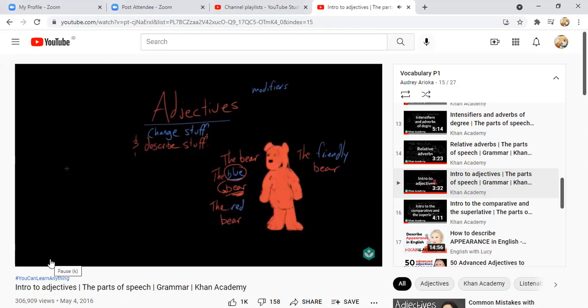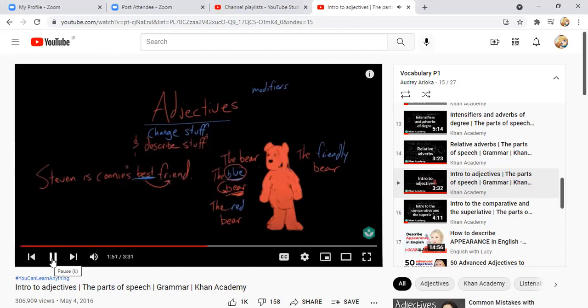Let's put this into action with some sentences. Stephen is Connie's best friend. Now, what is the word that describes or changes another word in this sentence? If you guessed best, you were correct. Best modifies friend. So Stephen is Connie's best friend. Again, friend is a noun, right? Because it's a person. Stephen, friend. What kind of friend is he? The best friend.